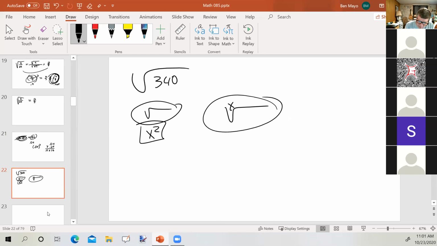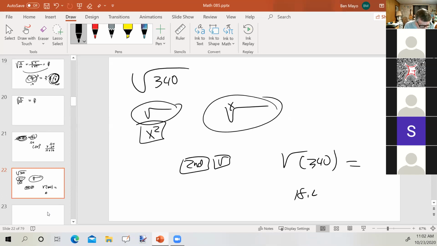This we want for the square root. So to find the square root of 340 on my calculator, I'm going to go second and then square root. Having done that, this shows up: a square root with a parenthesis. I'm going to type in 340, close the parentheses, and push equals. And I'm going to get 18.43.